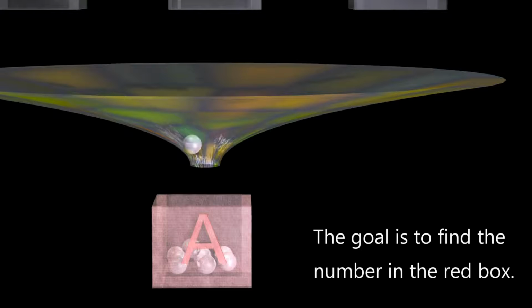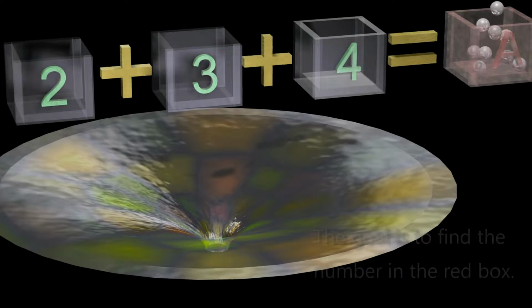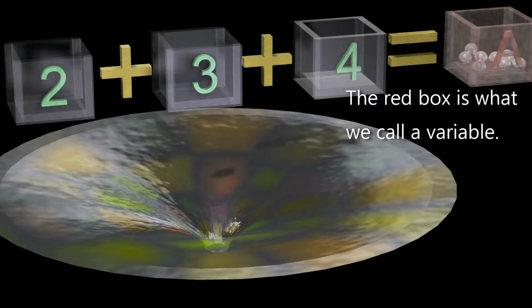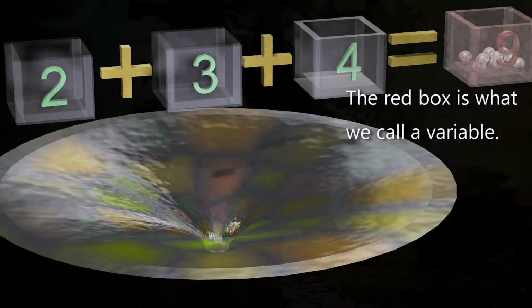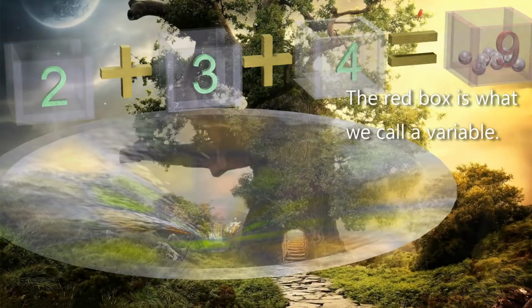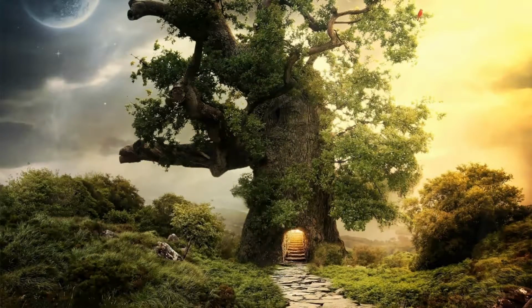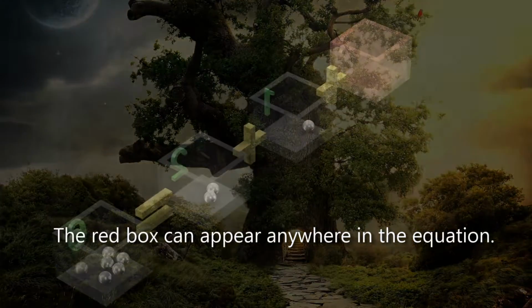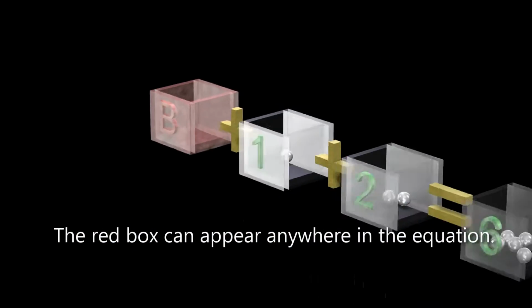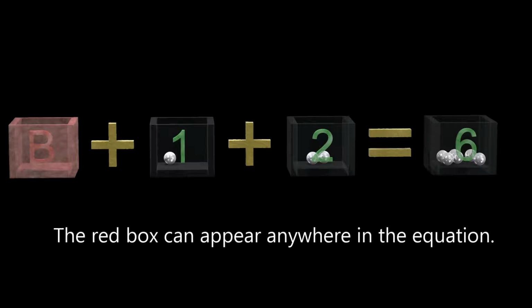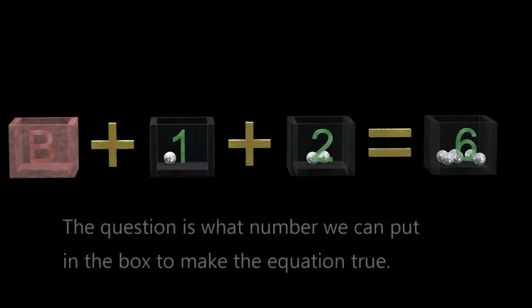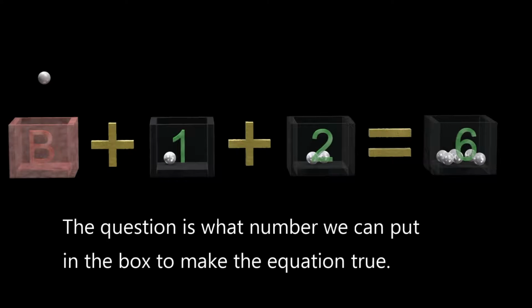The goal is to find the number in the red box. The red box is what we call a variable. The red box can appear anywhere in the equation. The question is, what number can we put in the box to make the equation true?